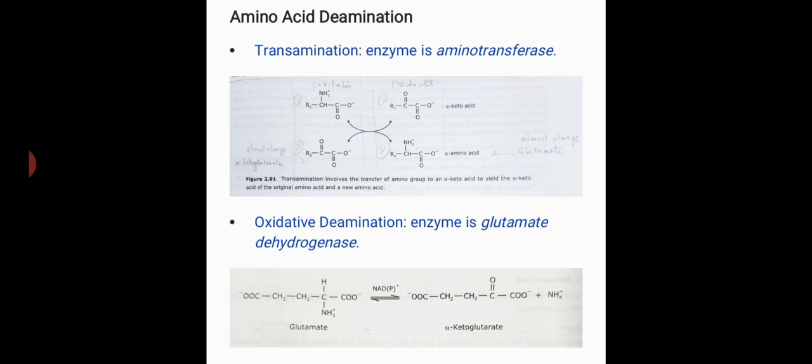Amino acid deamination involves two types of biochemical reactions: transamination and oxidative deamination. Transamination is the dominant reaction in removing amino acid nitrogen.